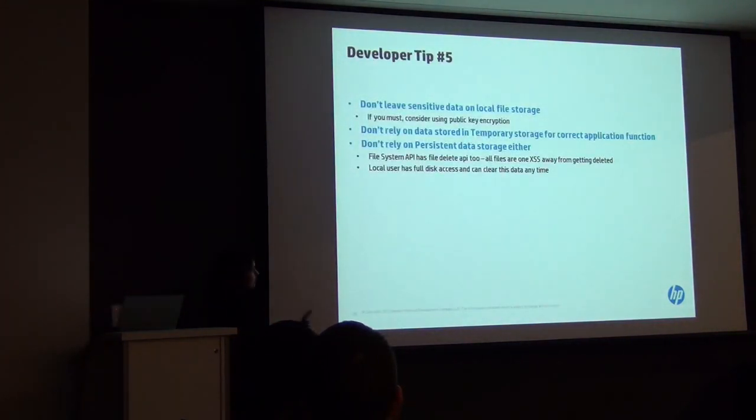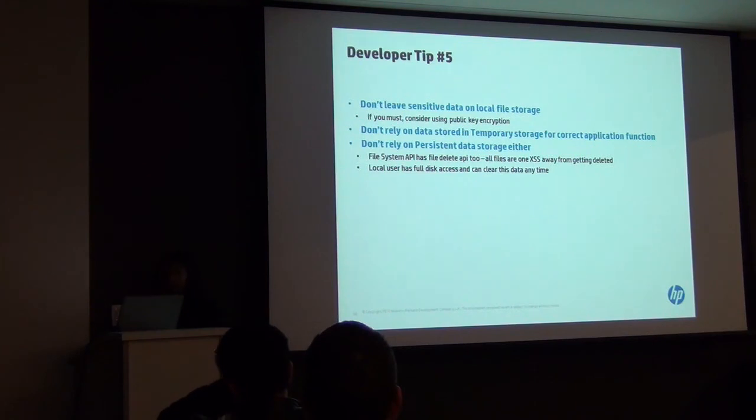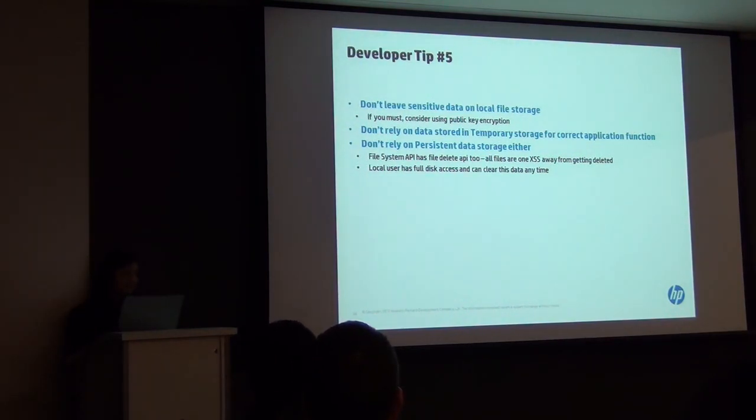So that brings us to developer tip number 5. Do not leave sensitive data on local file storage. Don't rely on data stored in temporary storage for correct application function, because that can be deleted without your application's knowledge. And don't rely on persistent data storage either, because the file system API has a delete function, and if you have cross-site scripting anywhere on your website, anybody can exploit it and delete all of that data from your storage.